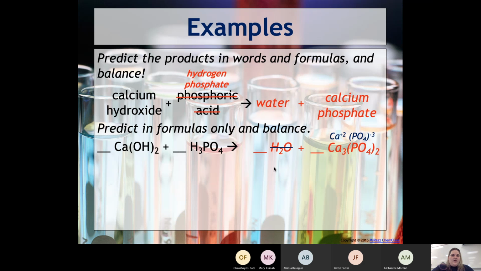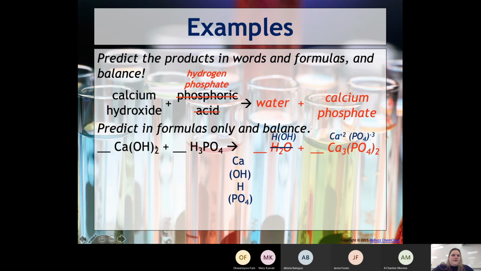Right now, sometimes it helps when you're balancing to think of the water as HOH, because I have calcium, I have hydroxide, I have hydrogen, and then I have this phosphate ion. So to make it easier to balance, just like we thought of this name up here as being hydrogen phosphate instead of phosphoric acid, sometimes it helps to think of water as HOH instead of H2O, just so we can visually see what's going on a little bit easier.